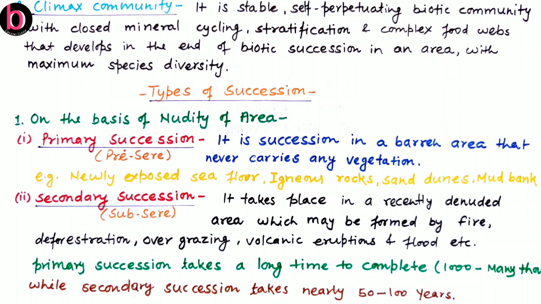Now about the types of succession, how many types may there be? There are three criteria, and on that basis we categorize succession into three.